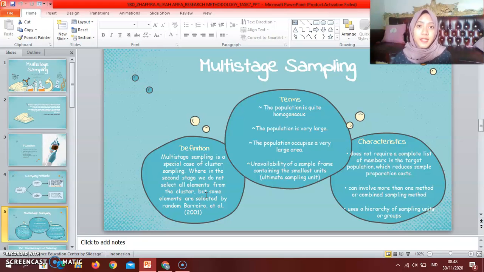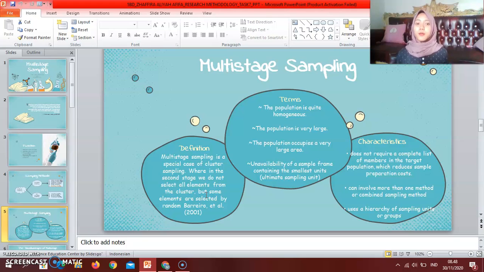In using multistage sampling, there are also several conditions that we might consider. First is the population is quite homogeneous. Second is the population is very large. Third is the population occupies a very large area. And the fourth is unavailability of a sample frame containing the smallest units or ultimate sampling units.